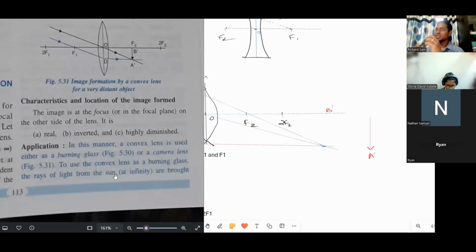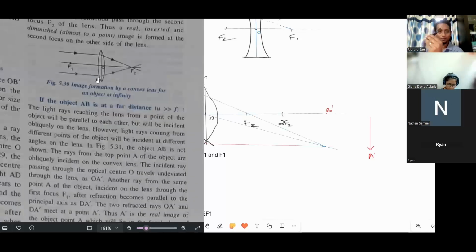If you have a nice magnifying glass, you allow the sun's rays to pass through it. And this is what's going to happen. All the sun's rays, which are parallel beams of light, will all meet at the point F2. So at F2, if you keep a paper, the paper is supposed to burn because all that heat is converging at that one tiny point. There's too much heat being formed at that one point and a paper can burn.